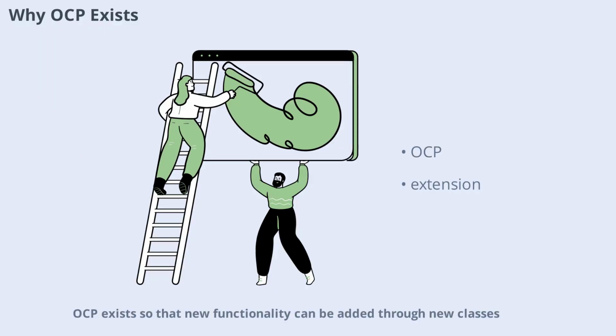OCP exists so that new functionality can be added through new classes, rather than by modifying existing code. This approach keeps the original code stable and reduces the risk of introducing bugs. By designing your system to be easily extendable, you make it more adaptable to future requirements.